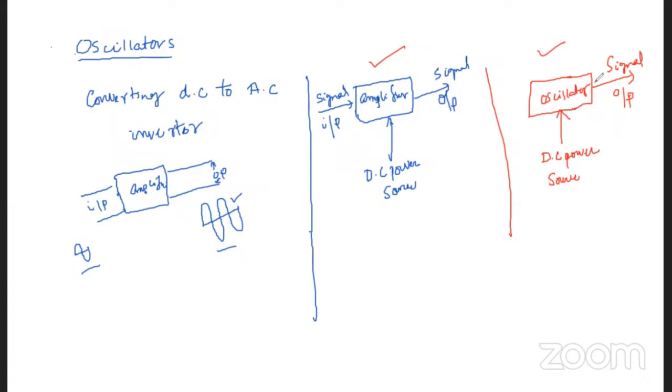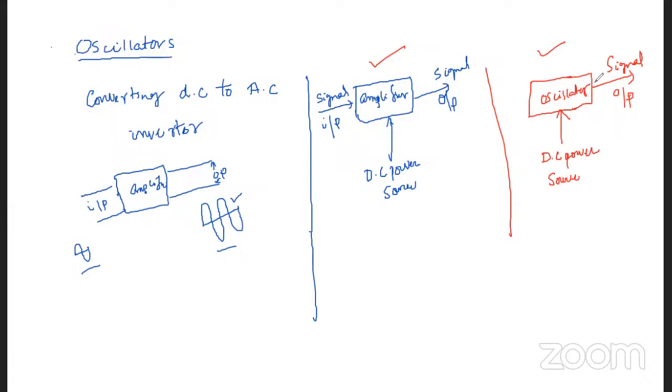So we can say that an amplifier requires some input signal, whereas in the case of the oscillator, we don't require any input signal. We can get the output signal directly, by its own. Okay. So that is the difference between the amplifier and the oscillator.